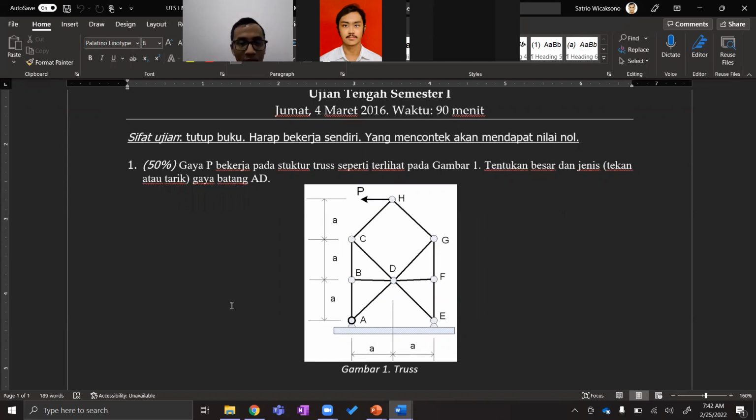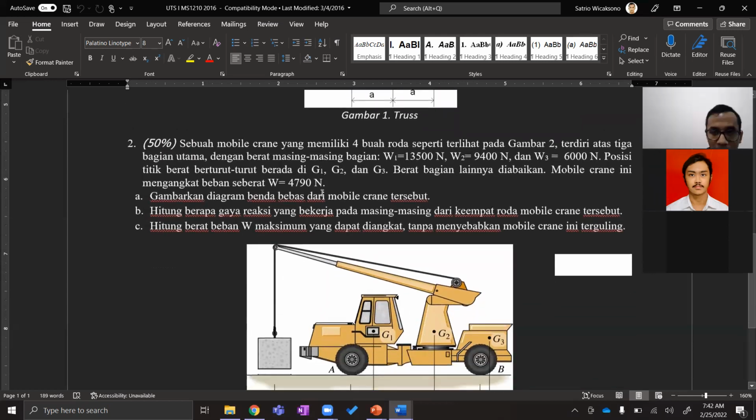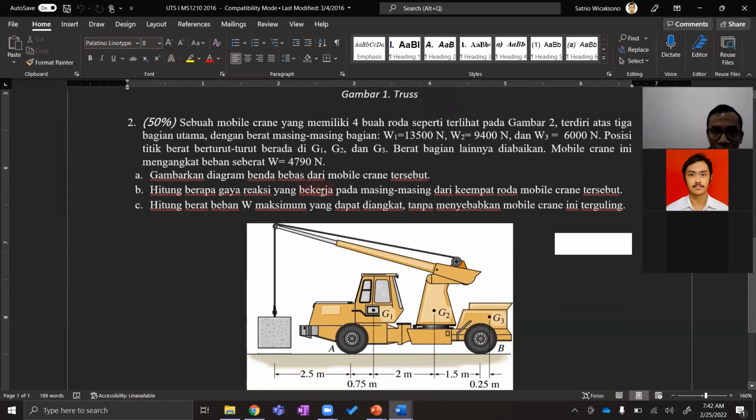As you can see, this truss problem is actually a statically indeterminate problem. And after that, you have to solve for this one, which is an equilibrium problem. So, okay.